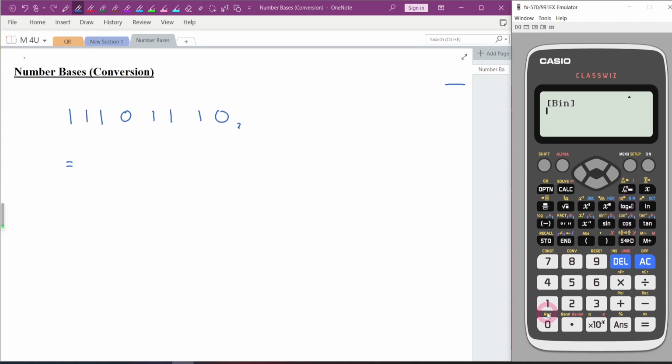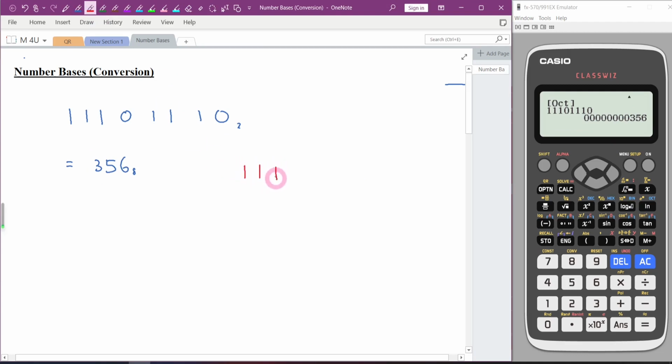Base 2: 1, 1, 1, 0, 1, 1, 1, 0. I'm going to convert this to base 8, which is equal to 3, 5, 6, base 8. So how do we do the conversions?